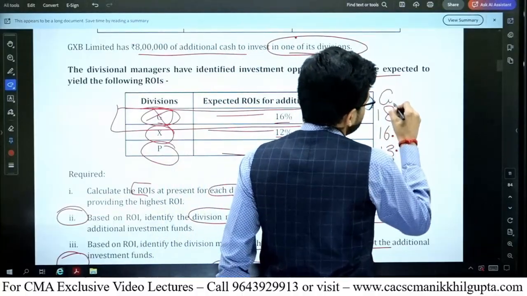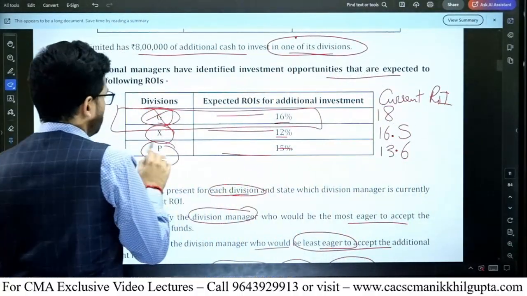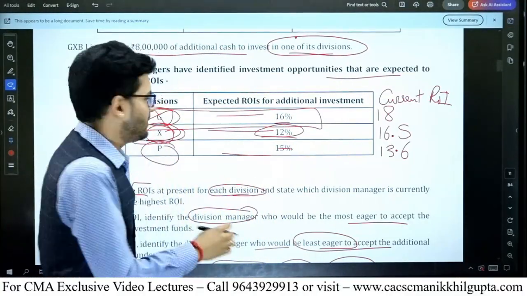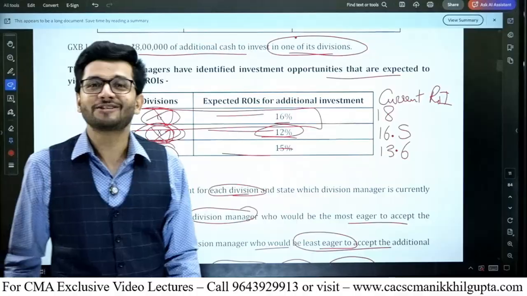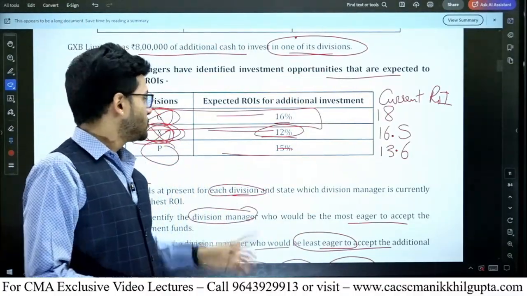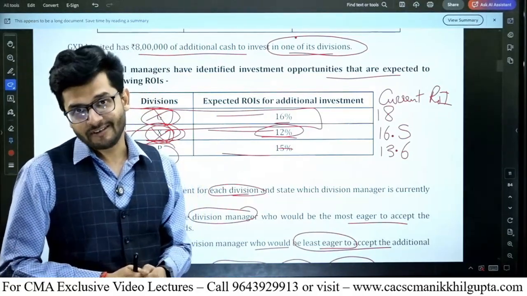This is the current ROI, guys. This is the current ROI, right? Now talk about X. Future ROI is 12%, current is 16.5%. Again, X will not be interested in taking additional investment, because that will downgrade its return. Its return will be downgraded. So X will again not be interested in taking additional investment.